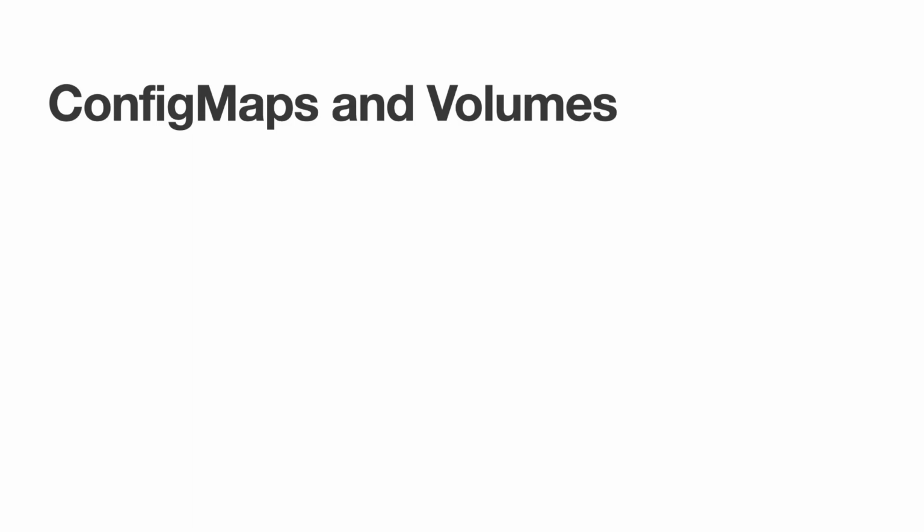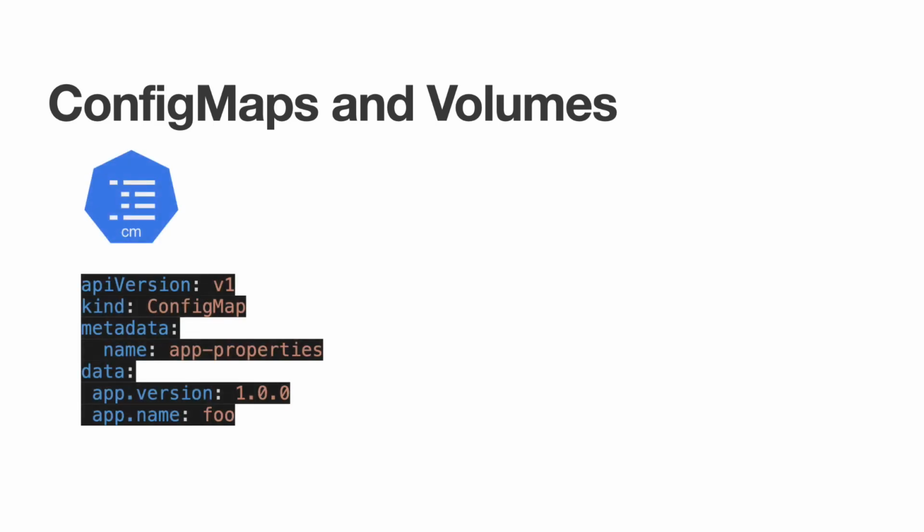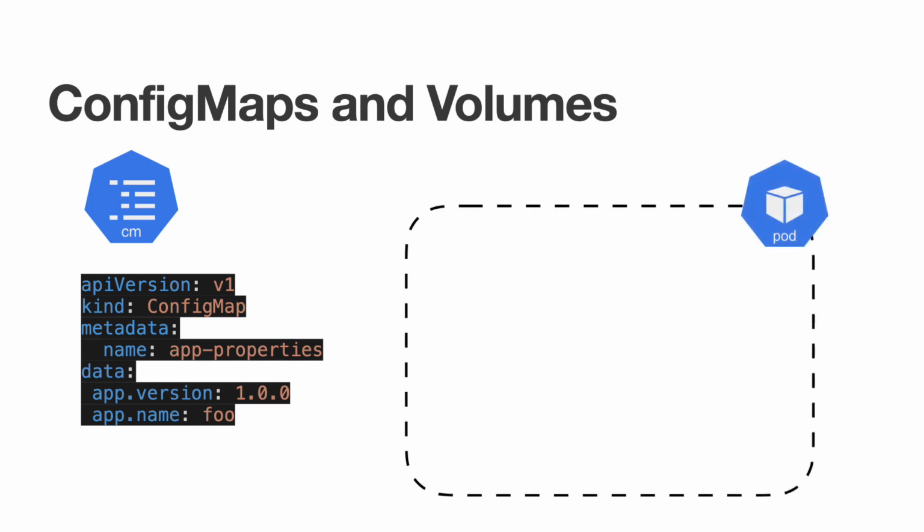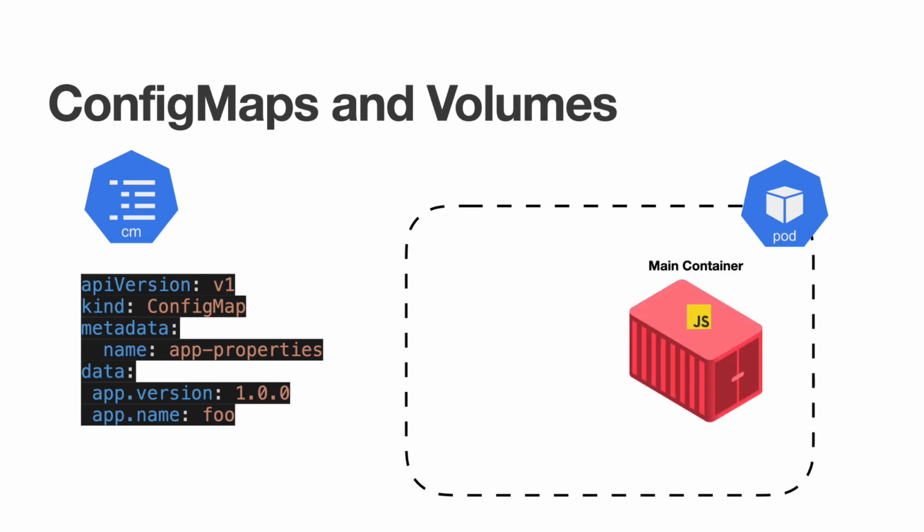Now let's learn about config maps and volumes. So config maps and volumes work as follows. Here we have our config map, and then we also have our pod. Now remember, a pod is a collection of one or more containers. So here we just have one main container.